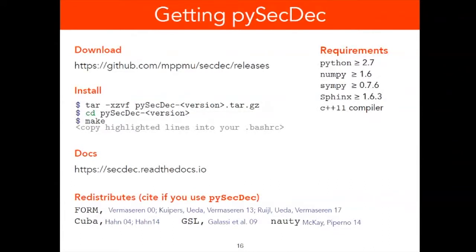Okay, so how do you actually get pySecDec? You can download it from GitHub. You can install it with these commands and copy the highlighted lines into your bashrc to set your paths up. We have very extensive documentation available online, so every function is documented. There's a getting started guide and so forth. You need Python, NumPy, SymPy, Cuba, and a C++11 compiler. And it also relies on this software, which is redistributed. So please cite these authors if you actually use pySecDec in your application.